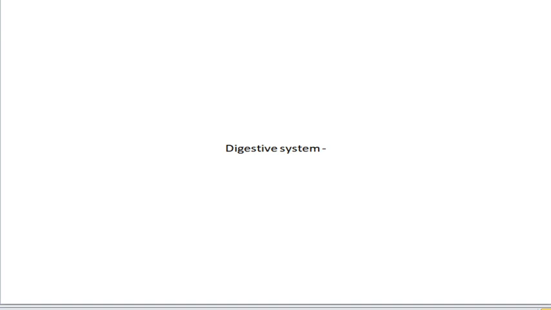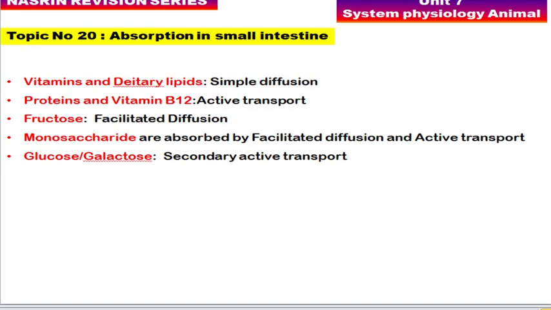So today we are going to study the important topics coming under the digestive system and excretory system. The first topic is absorption in the small intestine: how the different components of the nutrients are absorbed by the small intestine.